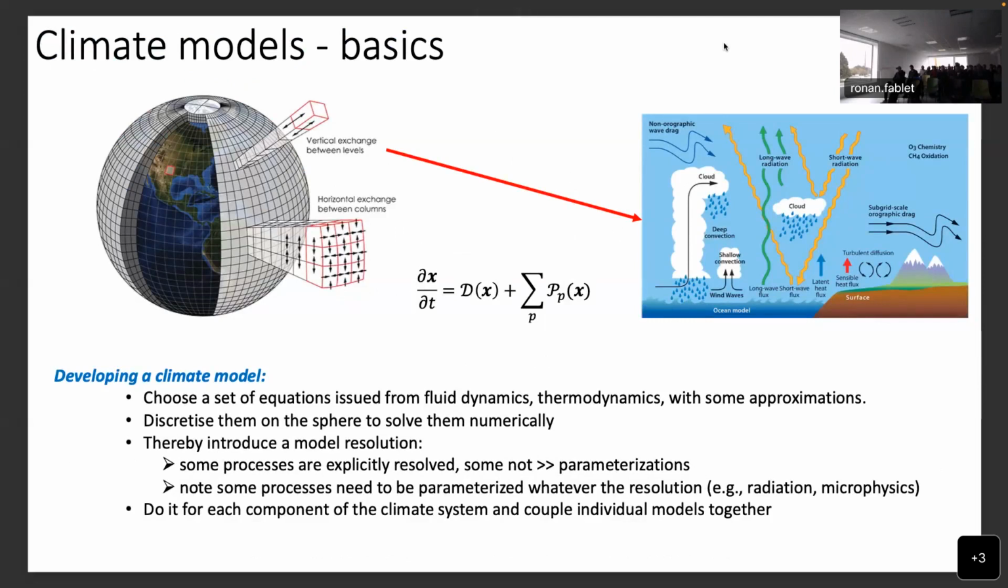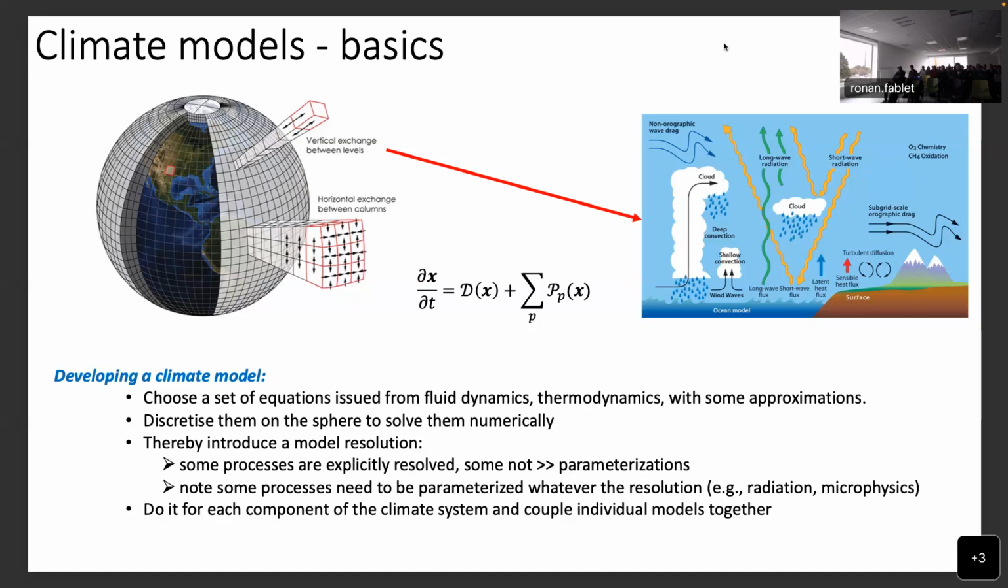So maybe for those that don't know what climate models are, just a few reminders. Developing a climate model starts by choosing a set of equations from fluid dynamics and thermodynamics, with some approximations like the thin layer approximation and so on, and then discretizing those equations on the sphere to solve them numerically. This discretization introduces a model resolution.